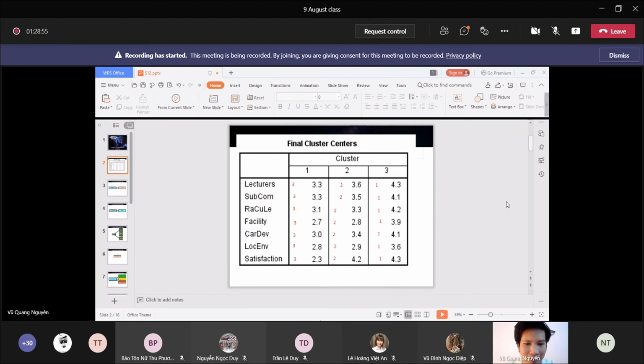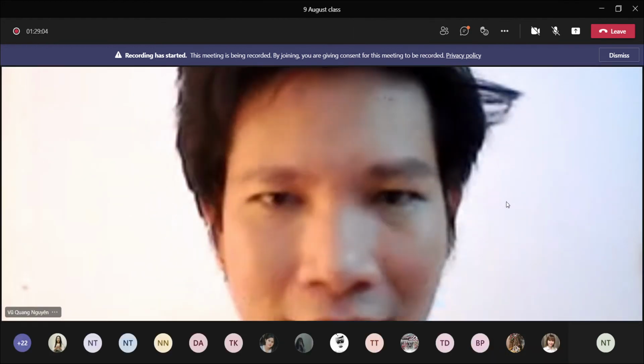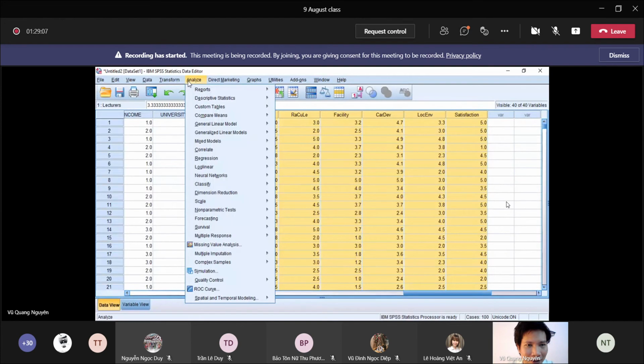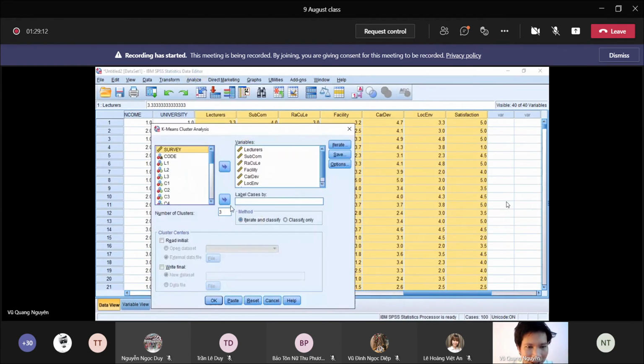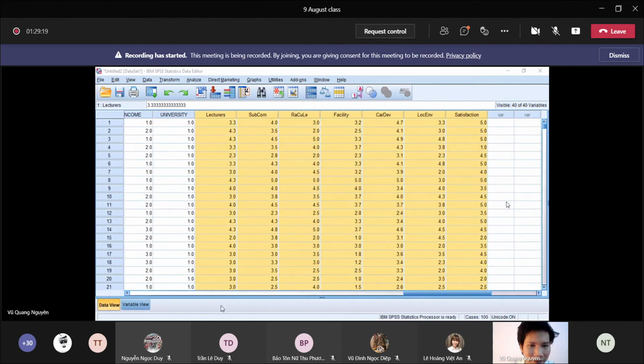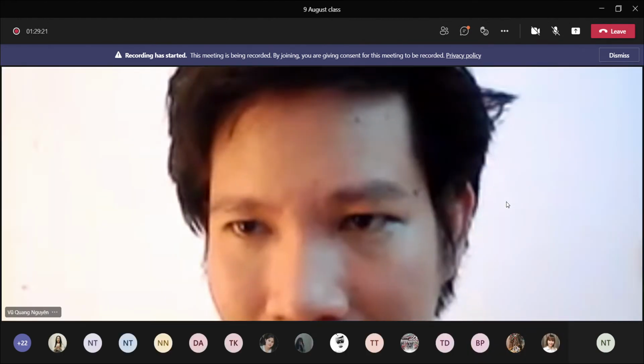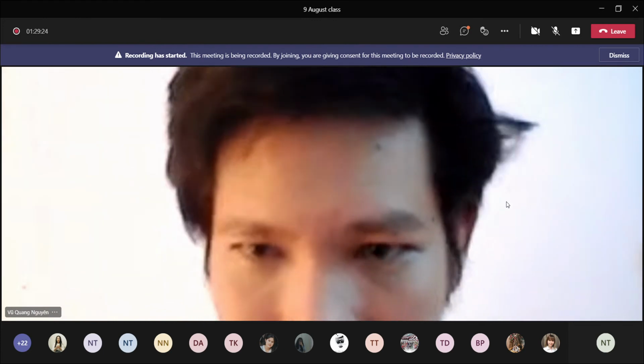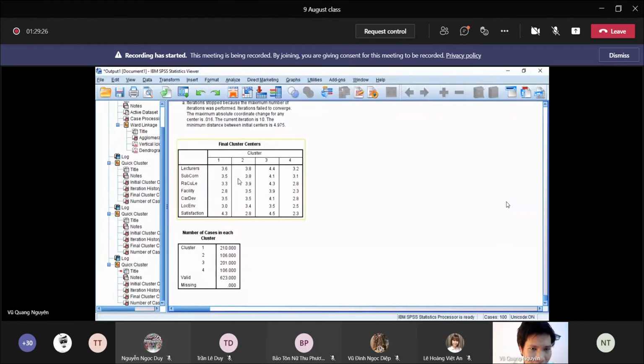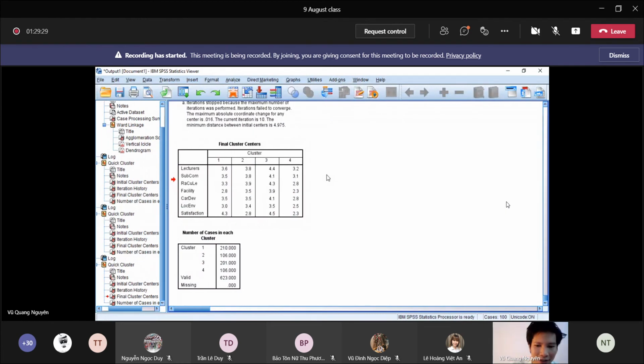Again, if it's not good, then we must do 4 segments. Okay, so you see this one, although very easy to run, is hard work for you and for me too. Here, number of clusters 4. What about 4 clusters? See, final cluster centers here.